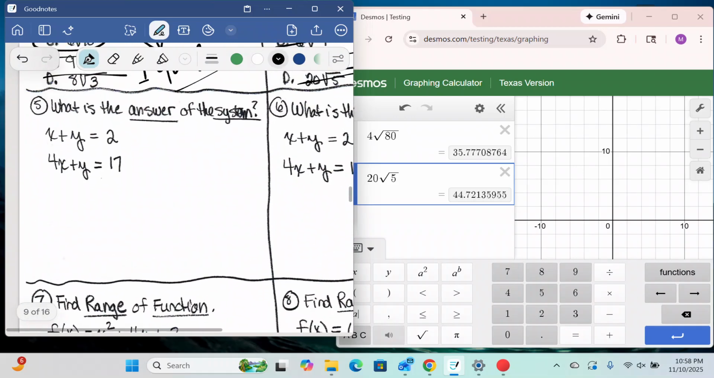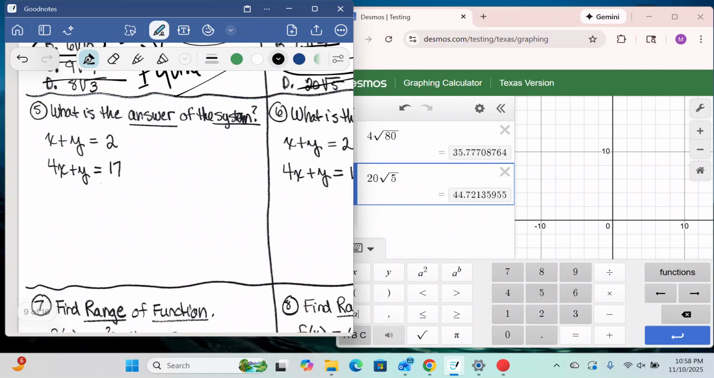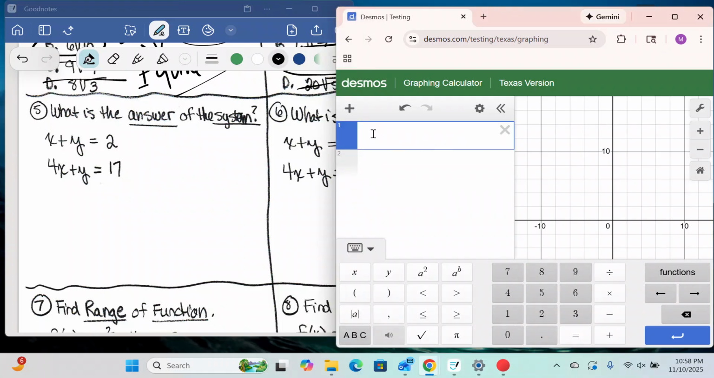Okay, let's go to number 5. So once again, what is the answer of this system? What we're going to do is input the system, and then find out where the lines cross and meet, and that's going to be your answer. So let me get rid of this. I'm going to input x plus y equals 2. And you might see that it has an error right here, and it says plotting implicit equations and inequalities is disabled.